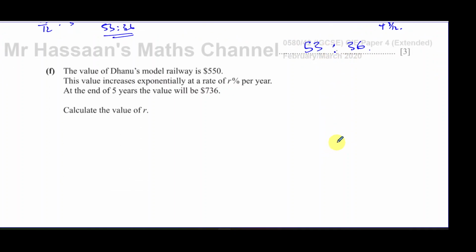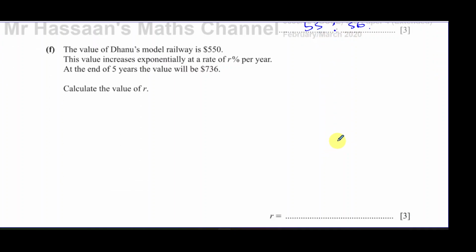And then part F. Again, another question, this time about percentages, and this is about exponential increase. It says the value of Dhanu's model railway is $550. This value increases exponentially at a rate of R% per year. At the end of 5 years, the value will be $736. Calculate the value of R.